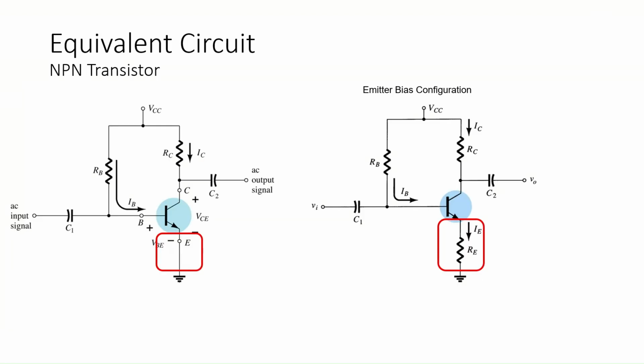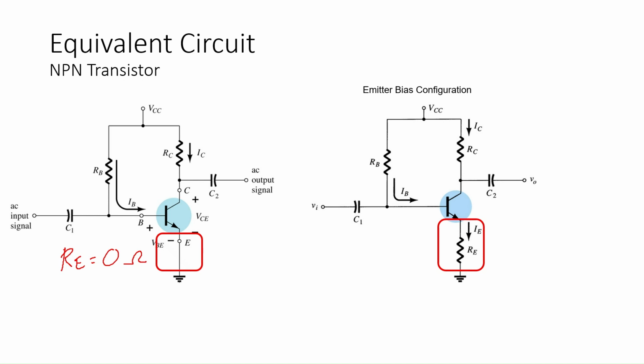On your left, this is your fixed bias configuration network, and on your right, this is the emitter bias configuration. We can compare these two configurations. The difference is only at the RE here, or we can assume that RE equals 0 ohm. For this analysis, you can just substitute the value of RE with 0, and then you will find the value of IB and all the equations.